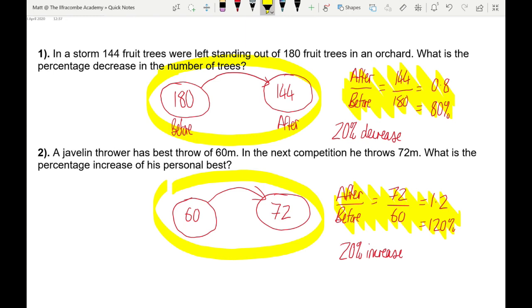So those are the first two questions on the sheet I've attached to the class charts homework. I'd like you to have a go at the rest of them, and I will give you the answers on Monday. I hope you are all well.